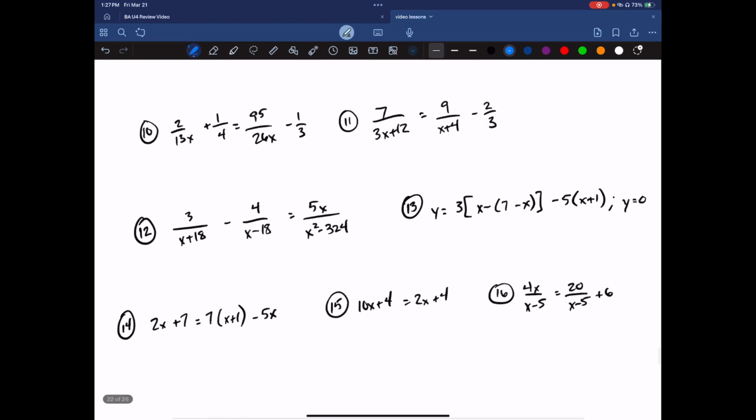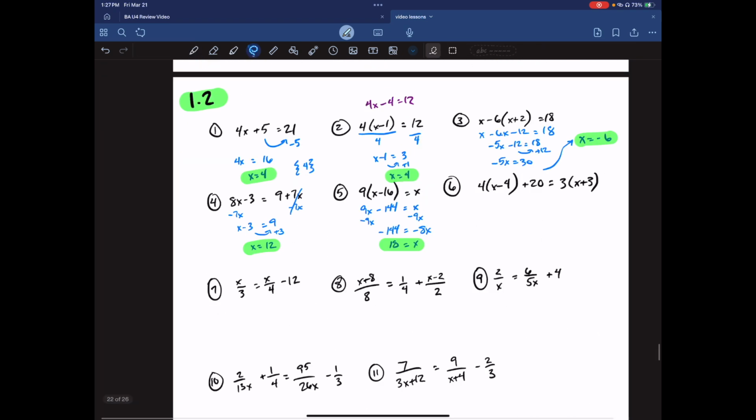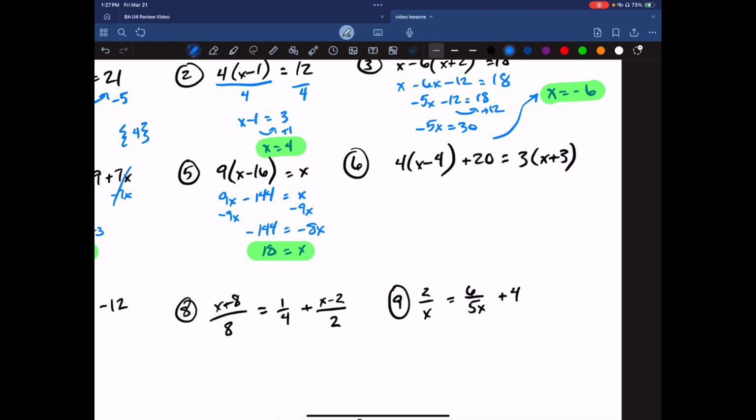Okay, on number 6, you got a lot going on here. All right, so let's do this. We got 4x minus 16 plus 20 equals 3x plus 9. All right, clean up the left side. So you got 4x. Negative 16 plus 20 is going to be plus 4 equals 3x plus 9. Okay, I'm going to say minus 3x. Minus 3x is going to be x plus 4 equals 9. Minus 4, minus 4. X equals 5.